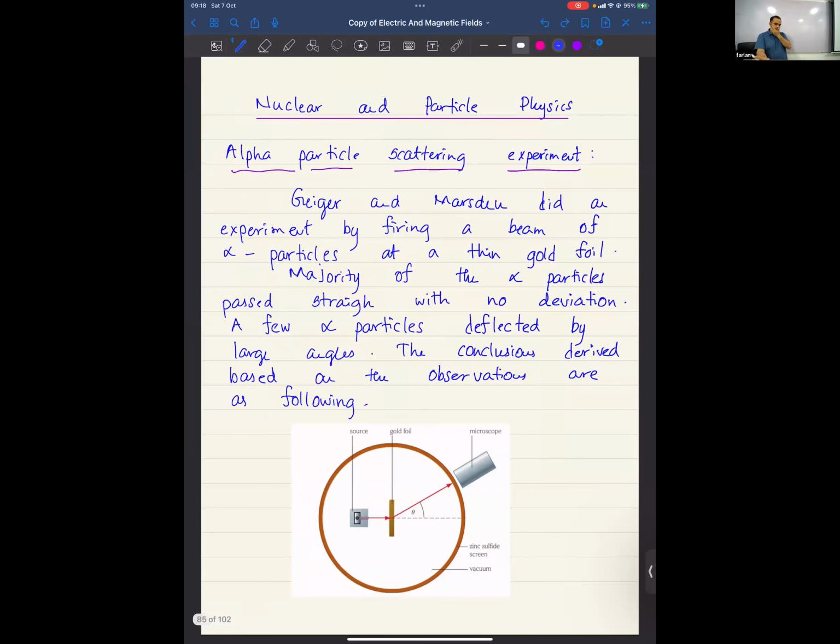This is the previous page. No need. No need to draw this. Okay, right.